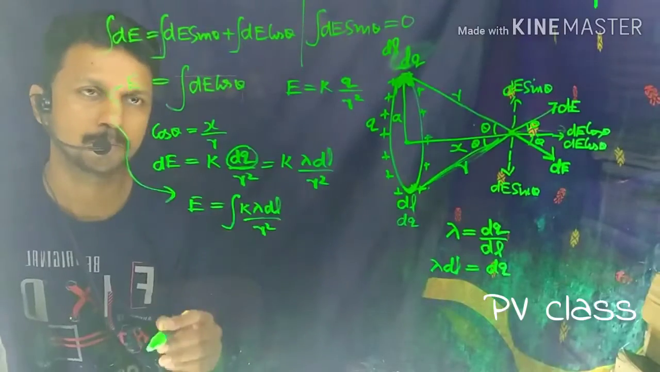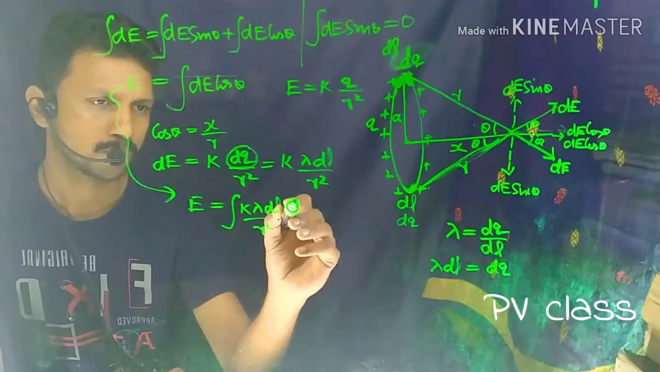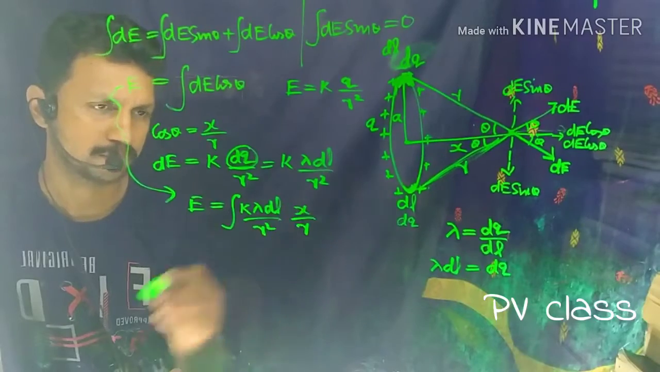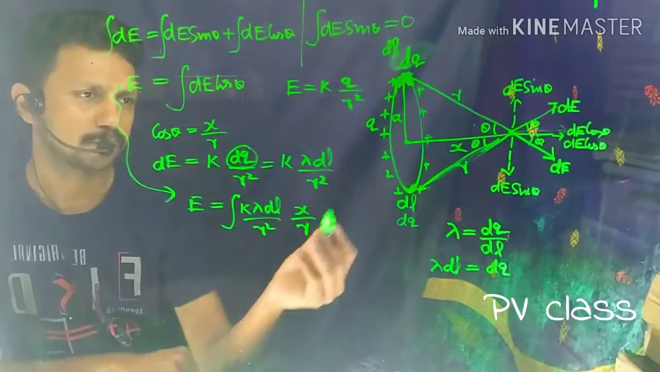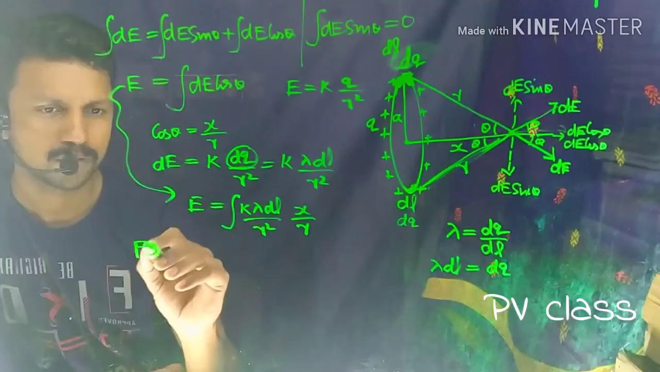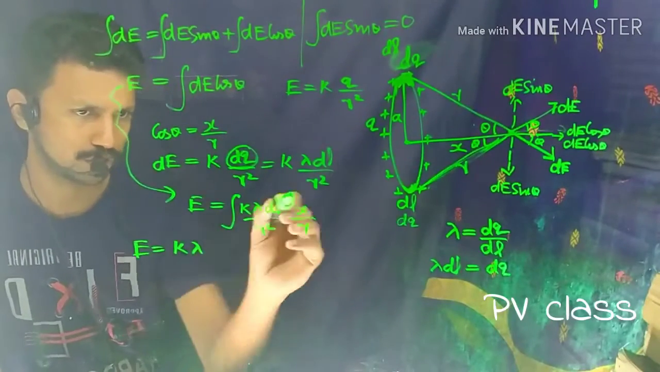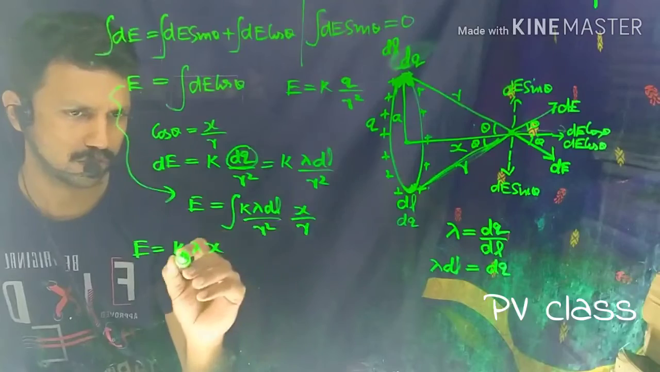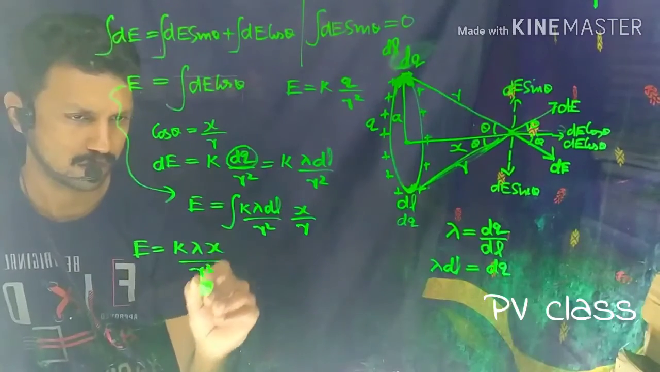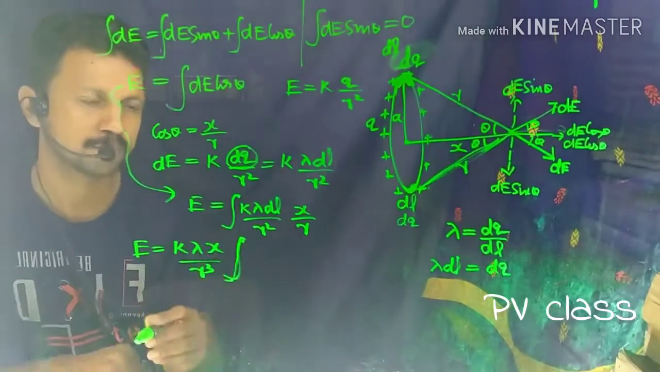What is cos theta? Cos theta is x by r. Therefore, x by r. We could take constants out of this integration. Then we will get E is equal to k constant, lambda constant, x is also constant, r square into r is r cube. It can be taken out since it is a constant. The remaining is integral of dl.